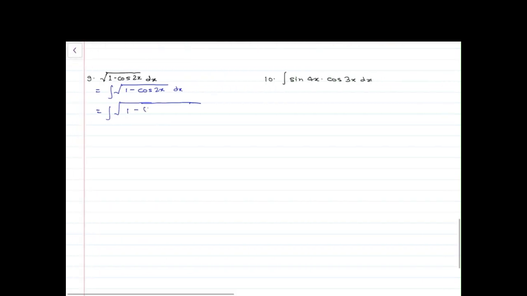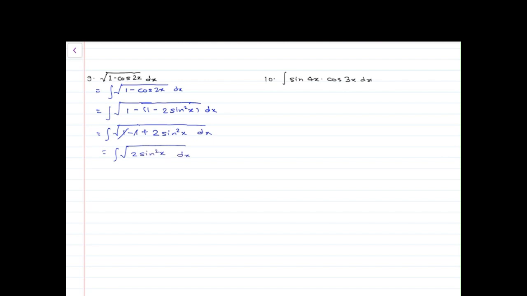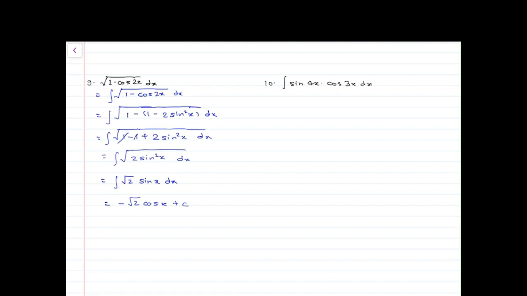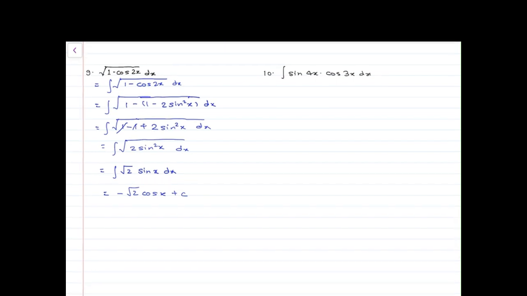So 1 minus 2 sine square x to dx, open the brackets. So what you will remain with, 1 minus 1, minus minus will become plus 2 sine square x dx, plus 1 minus 1 get cancelled, you will remain with square root of 2 sine square x dx, right? Square and square root will go and you will remain with root 2 of sine x. And you know the integration of sine, it's minus cos plus c. So it's pretty simple and pretty evident. You can solve it very easily.